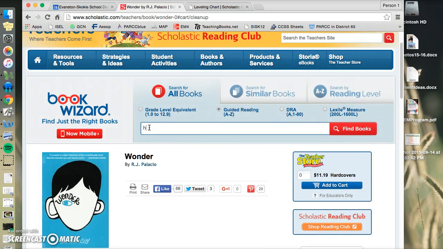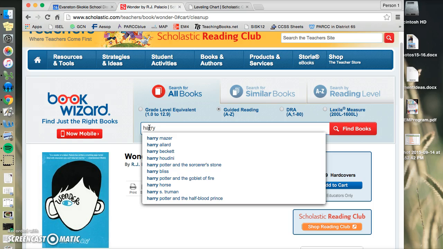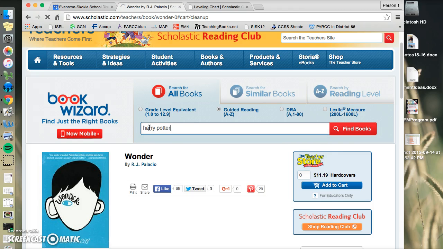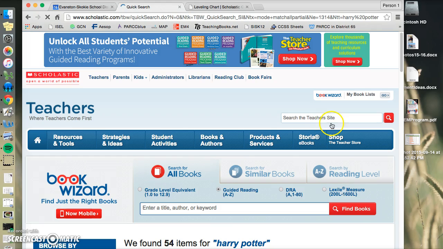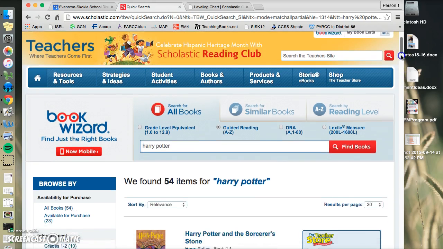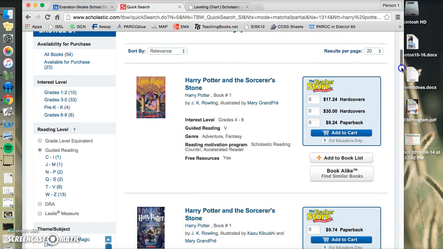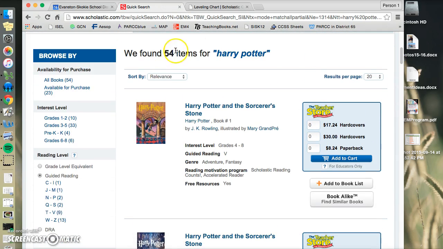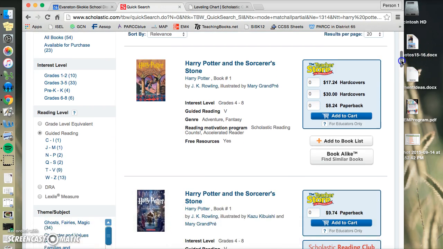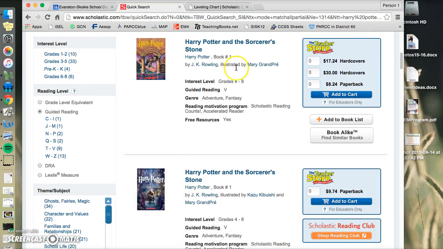Something that can also be useful is if you want to find a series of books and see whether they change. You may have heard of a series called Harry Potter. It is a somewhat popular series. Just like before, we have many possible choices for Harry Potter. It starts conveniently with book one. We can see that book one is guided reading level V.